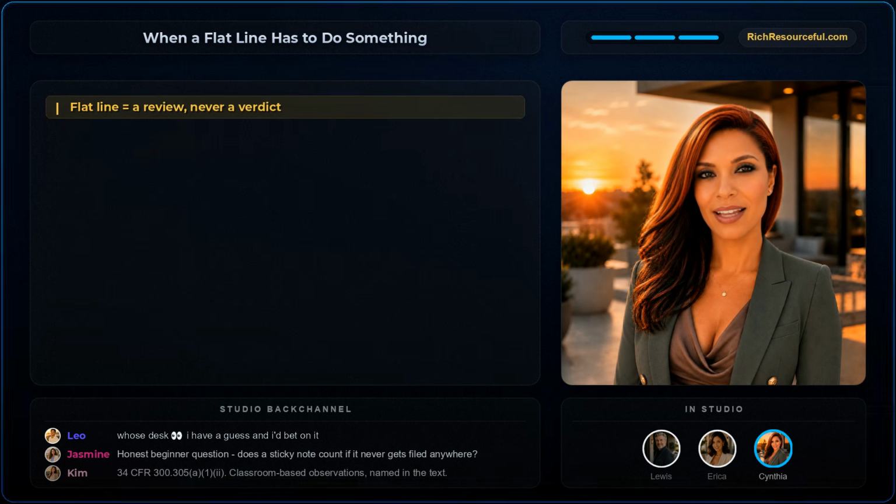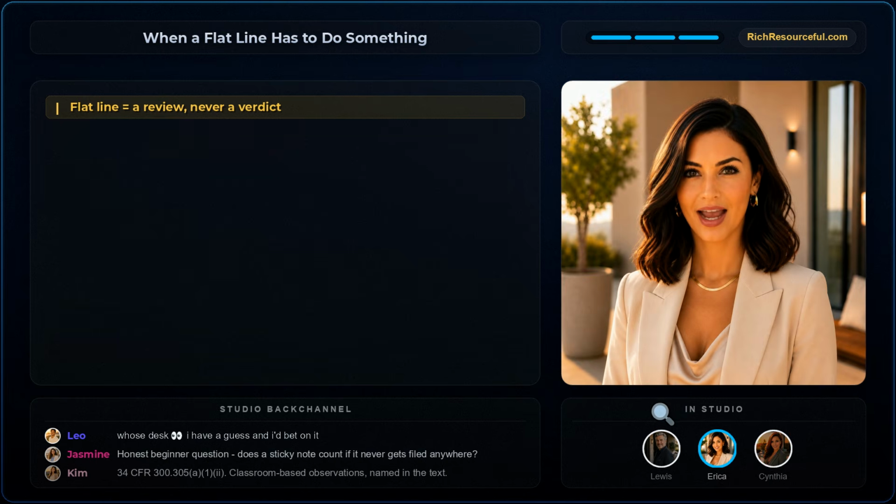The team's desk, not yours alone. That is the honest answer to Professor Duran's question, and Part 300 puts it in two places. The fear underneath a flat line is always the same one, that somebody is about to decide you failed a child. Two places. They do different jobs.